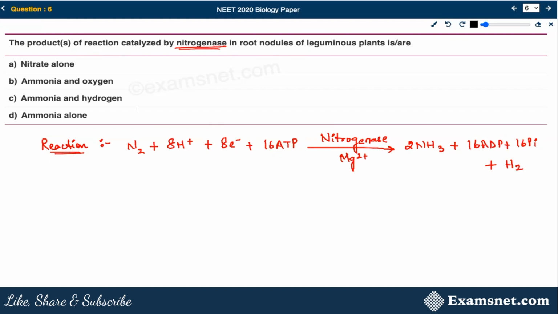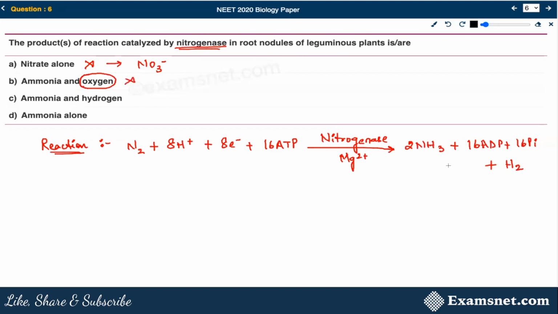If we look into the options, is it nitrate alone? We haven't got any nitrate, because nitrate is indicated by NO3 minus, and we get nitrate in the process of nitrification. Then there is ammonia and oxygen. No. In this process, nitrogenase will get irreversibly inactivated in the presence of oxygen. So there has to be a completely anaerobic environment for fixing nitrogen into ammonia in the root nodules of leguminous plants. Clear? So this is also wrong.